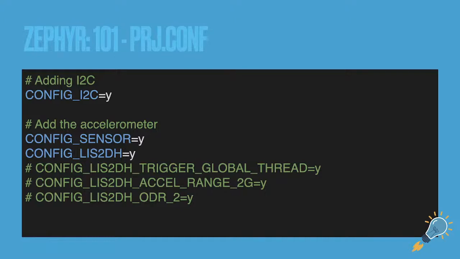And then we're also enabling the driver itself, kind of like what I mentioned before. So that's CONFIG_LIS2DH=y. Now, there are some other things here that are also interesting or important to know. If you want to use external interrupts, you can either enable a global thread, which actually uses the system work queue.